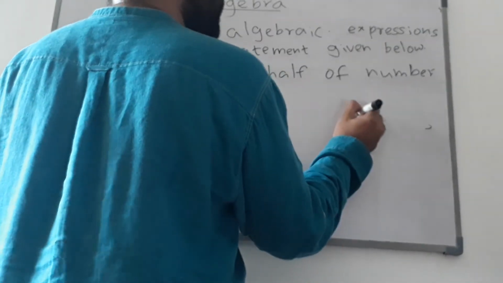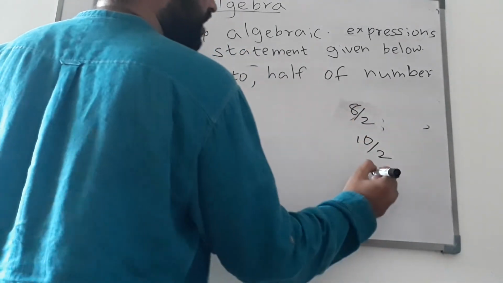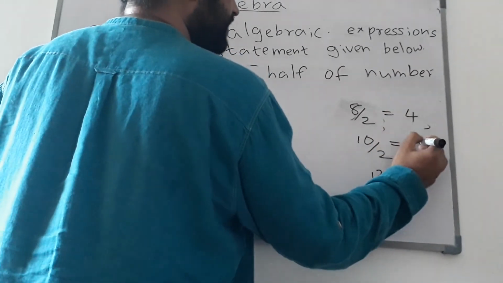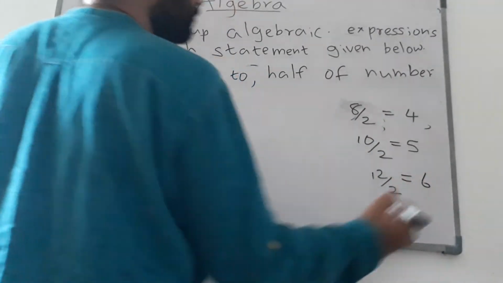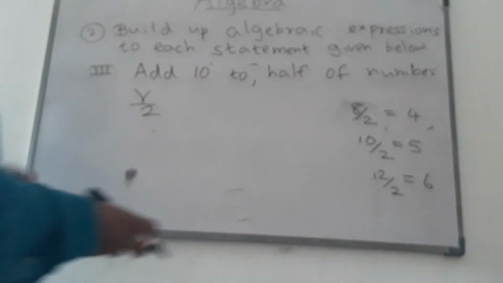Again, half of 8 means 8 divided by 2. Half of 10 means 10 divided by 2. Half of 12 means 12 divided by 2. 8 divided by 2 means 4. 10 divided by 2 is 5. 12 divided by 2 is 6. So half of r means r divided by 2. More than that we can't simplify.